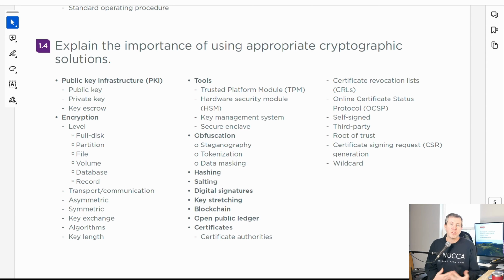We'll also get into symmetric encryption when we're talking about the Security Plus. In addition to the two-way encryption, we'll also talk about one-way encryption, which is hashing. And we'll talk about the differences between hashing and encryption, kind of what that really means, as well as how it works with digital signatures, where we might use both encryption as well as hashing combined together.